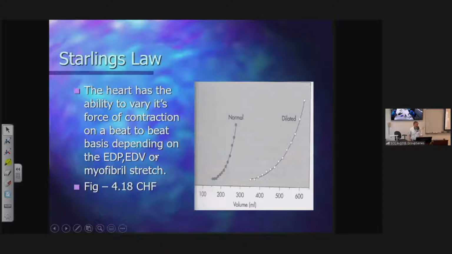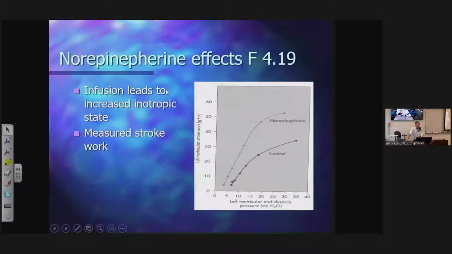Getting hot? We can open a window. Okay.